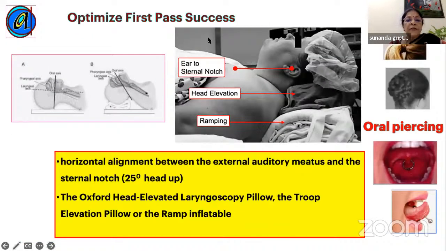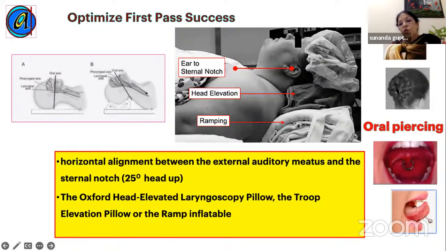So optimizing the first pass success means there should be a horizontal alignment between the external auditory meatus and the sternal notch, and the Oxford head elevated laryngoscopy pillow or the Troop pillow can give the adequate 25 to 30 degree head up tilt. And why is it important? Because we need to keep the laryngeal, the pharyngeal and the oral axis in one line.